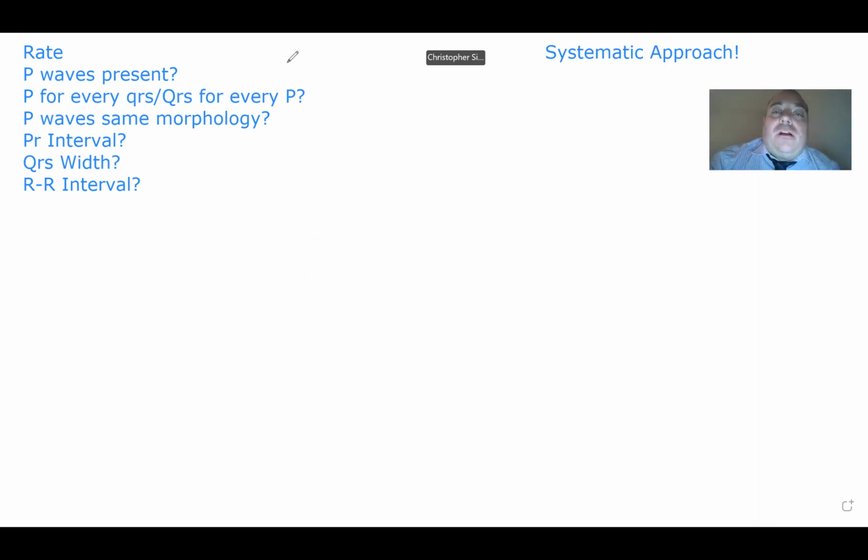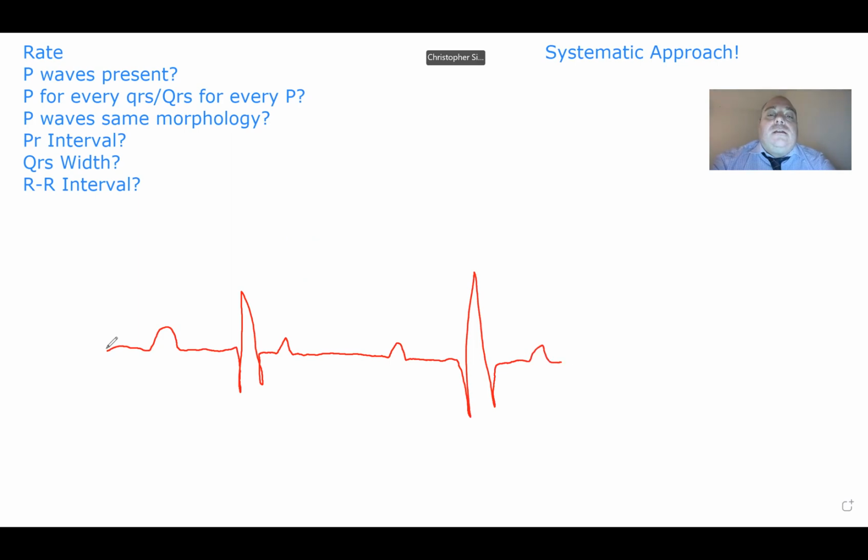So this time I'm just going to tell you, we're going to have a prolonged PR interval. So we're going to have a P wave, QRS, T, P wave, QRS, T, and so on and so forth. Okay, so let's look at what we got. We got P wave. We got QRS.